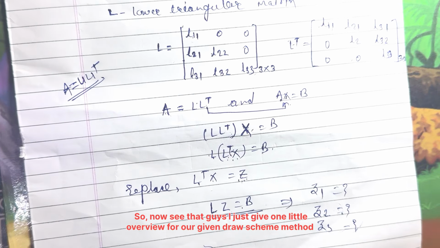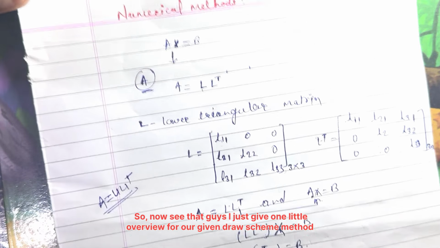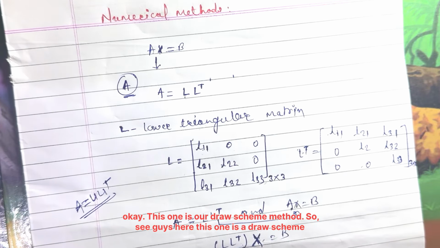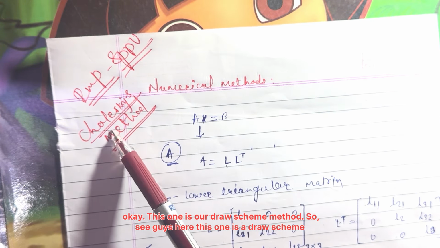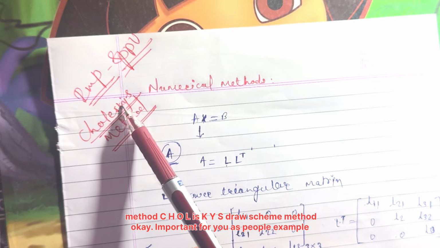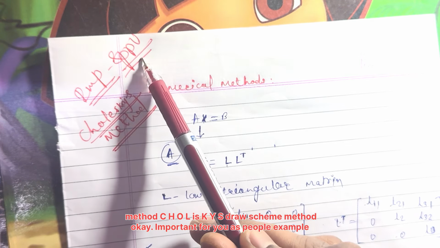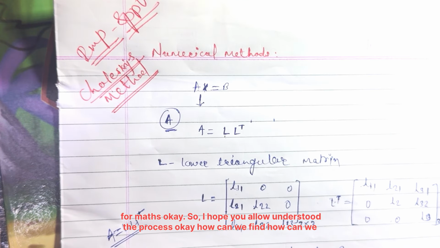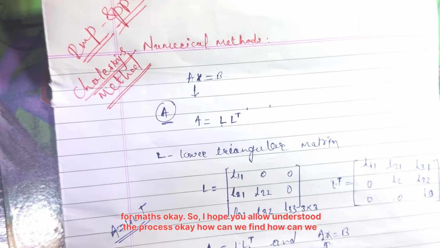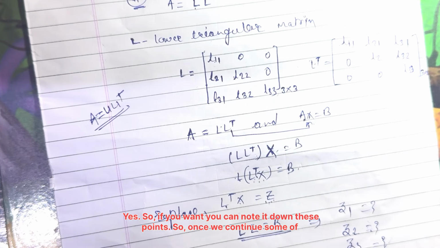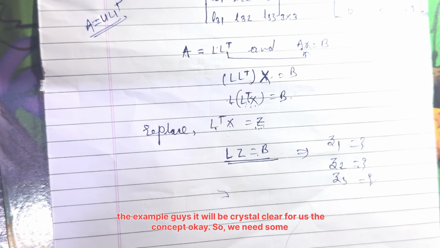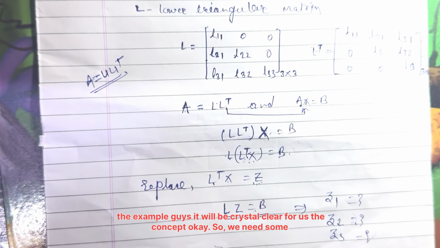So now, guys, I have just given a little overview of our Cholesky method. This one is our Cholesky method. It is important for the SPPU exam for 5 marks. I hope you all have understood the process, how we can find the values for x1, x2, x3 as linear variables. If you want, you can note down these points. Once we continue with some examples, the concept will be crystal clear.